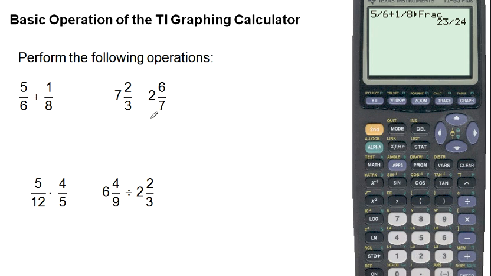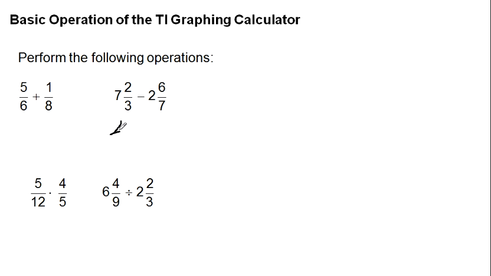23/24. The next problem though, 7 2/3 minus 2 6/7, you would first want to change 7 2/3 to 23/3.